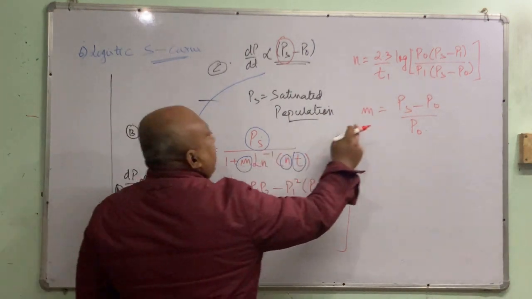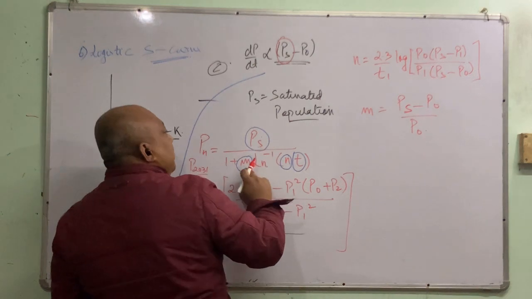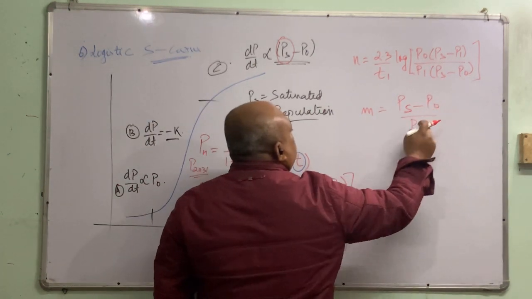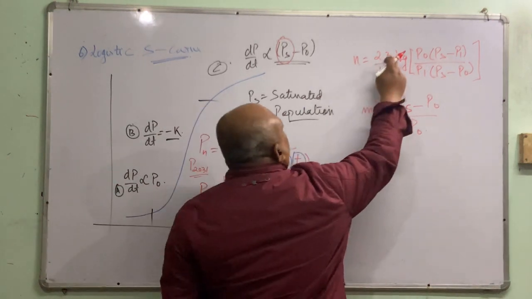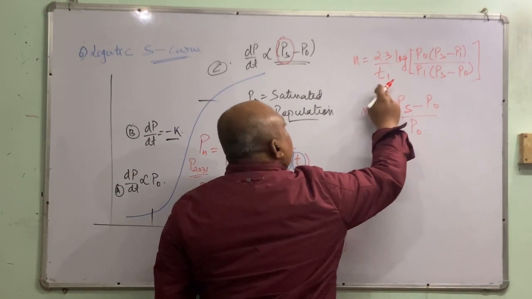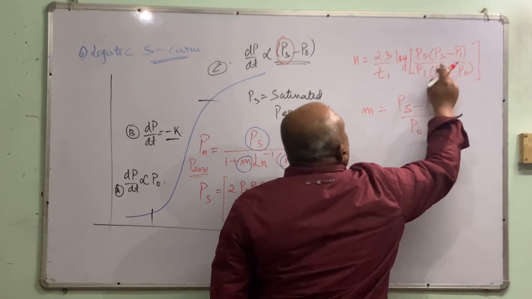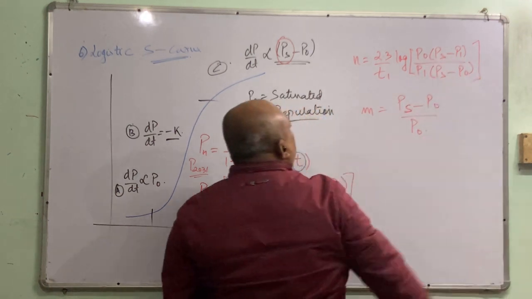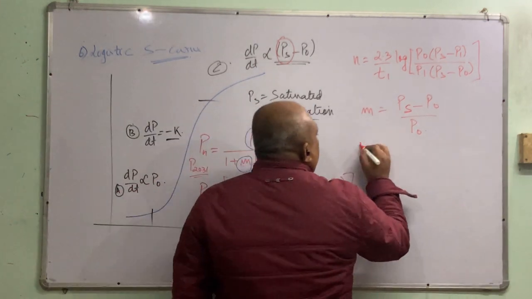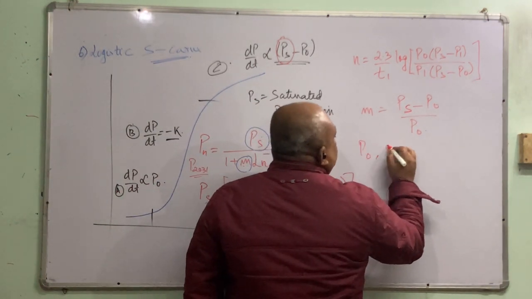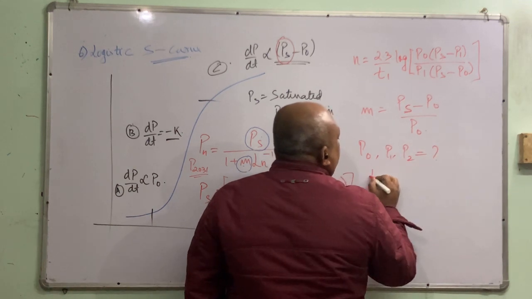What is M? M is saturated population minus P0 divided by P0. N is 2.3 by T1. T1 also I'll explain: log of P0 into PS minus P1 by P1 into PS minus P0. Okay. Now the question left is, what is P0? What is P1? What is P2? And what is T1?